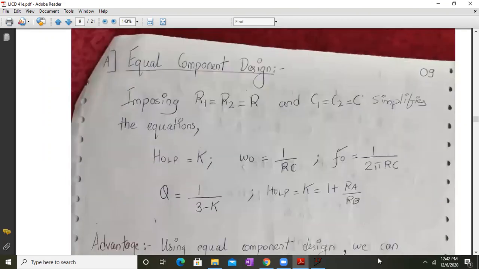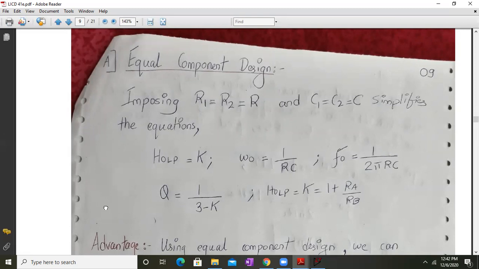So what is equal component design? Equal component design means imposing, as we have already used, R1 equal to R2 equal to R, and C1 equal to C2 equal to C. That simplifies all the expressions. So HOLP will become K, omega naught will become 1 upon RC, which means f naught will become 1 upon 2 pi RC. Your Q is 1 upon 3 minus K, and your HOLP is K, which is 1 plus RA upon RB.